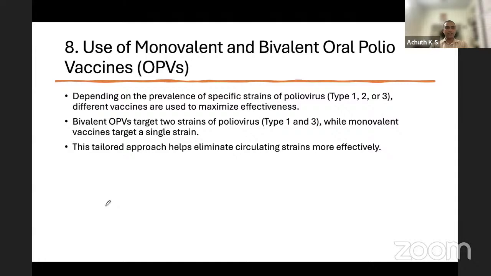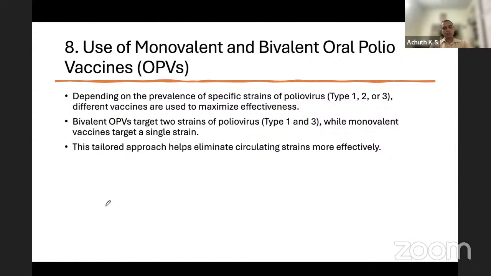What are the other activities? Usually, bivalent oral polio vaccine has been used. Please do not write it as monovalent. Initially, the trivalent was used. Now, bivalent oral polio vaccines are the vaccines which are used. What are the bivalent ones which are used? Type 1 and type 3. This tailored approach helps in eliminating circulating strains more effectively.